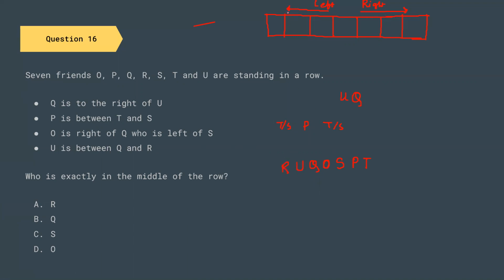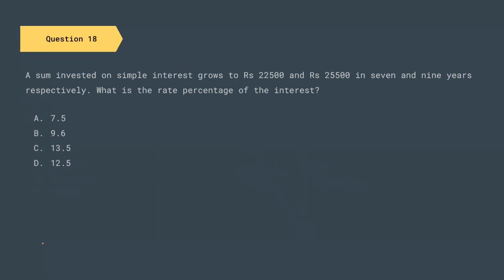So let us place all these friends in a row. So R will come here, U will come here, Q will come here, O will come here, S will come here, P will come here, and T will come here. So this is the arrangement of all the friends. Who is exactly in the middle of the row? So there are three people sitting here, and there are three people sitting here. So O is at the middle of the row. So I hope this question was understood by you. So now let us go to another question.